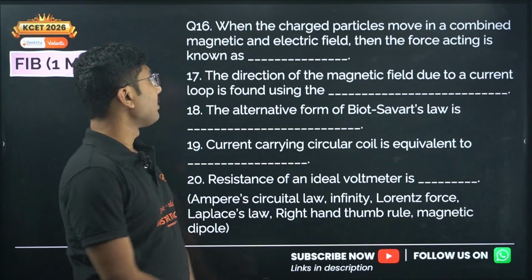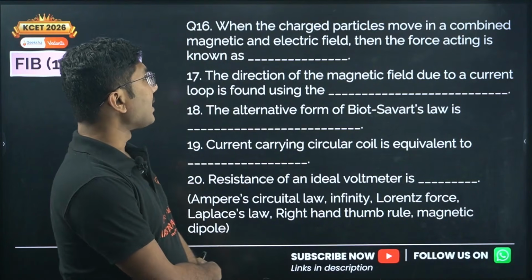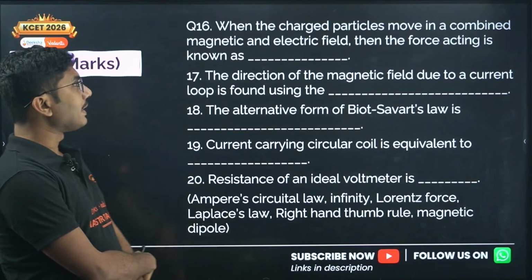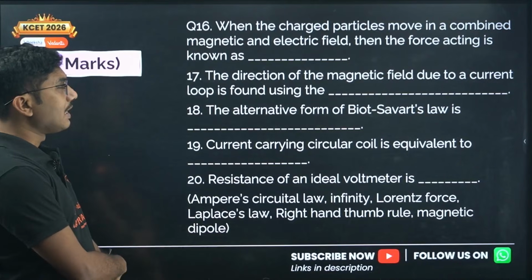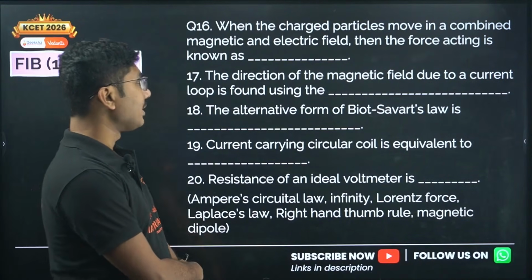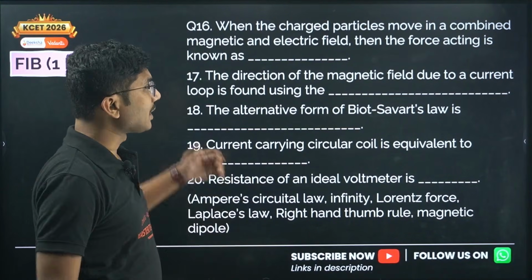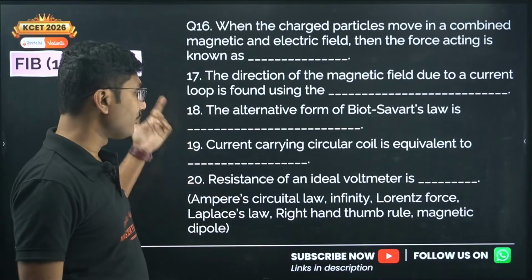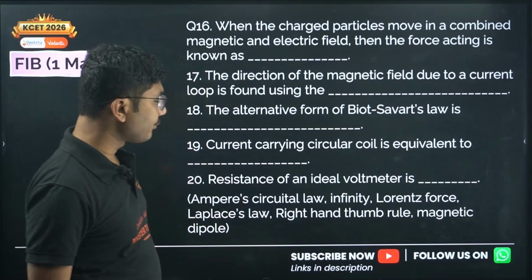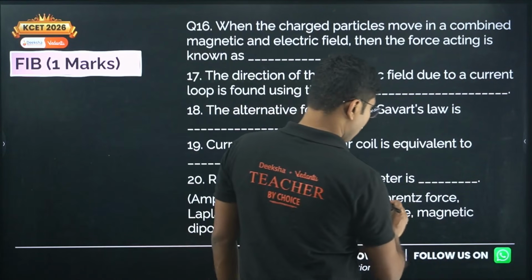Next, fill in the blanks. When the charged particle moves in a combined magnetic and electric field, then the force acting on it is known as. So when the charged particle moves in a combined electric and magnetic field, the force is known as Lorentz force. So the correct answer must be Lorentz force.